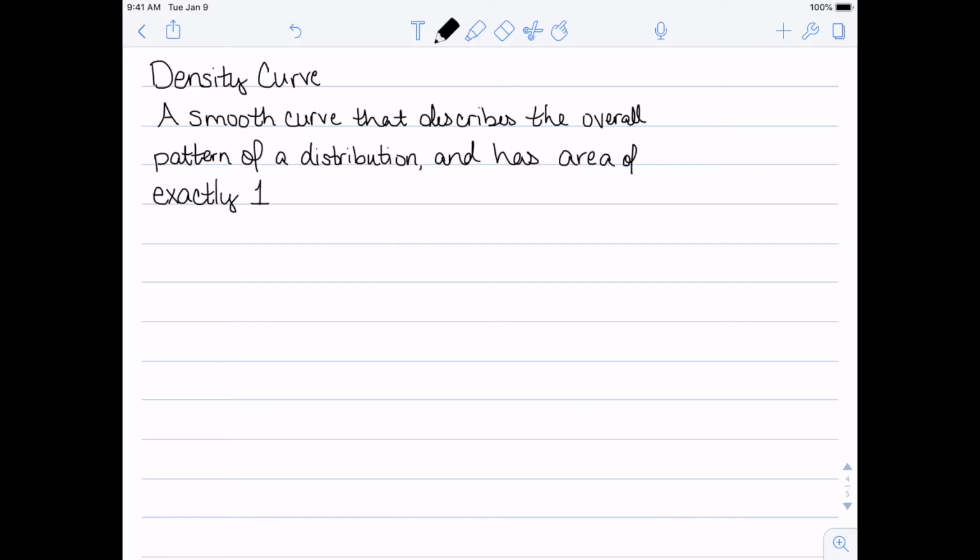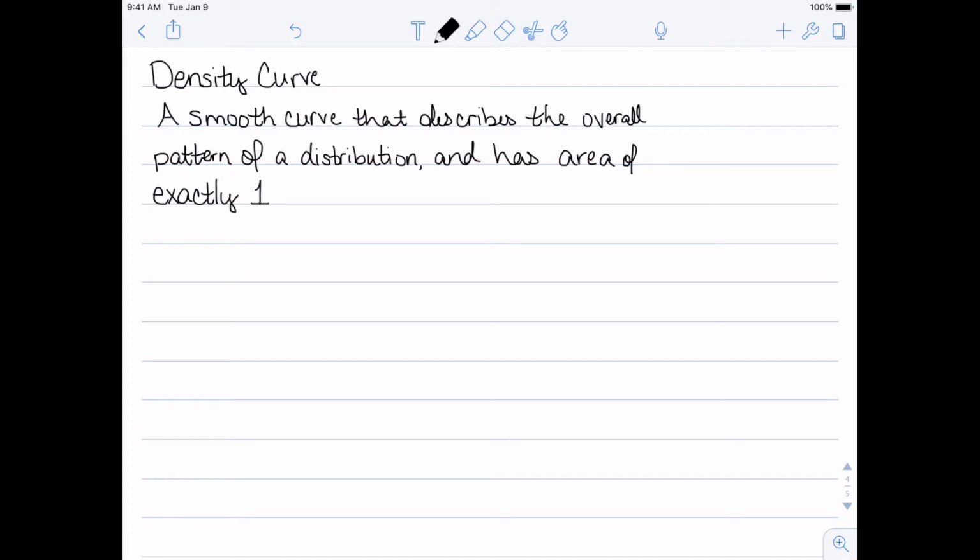So a density curve is a smooth curve that describes the overall pattern of a distribution and has an area of exactly 1. And this area is going to represent our proportions. It's going to represent the proportion of students who scored under a 6, as an example.